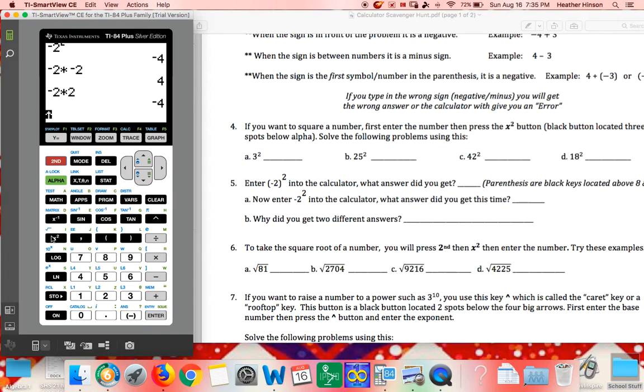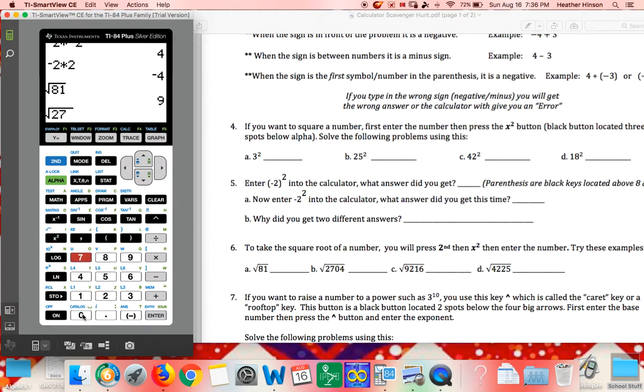That's going to be what you're going to use because if you hit second and then x squared, it's going to get that square root symbol that's up top. If you don't hit second, it's going to square it. But make sure you hit second and it'll get your square root symbol. And then you just type in your numbers. So square root of 81, obviously 9. If you hit second, x squared again, it'll give you your square root.